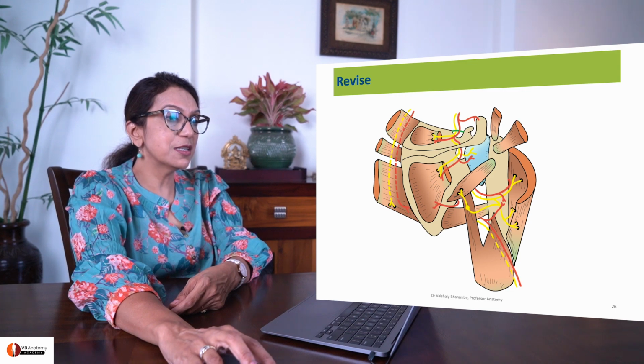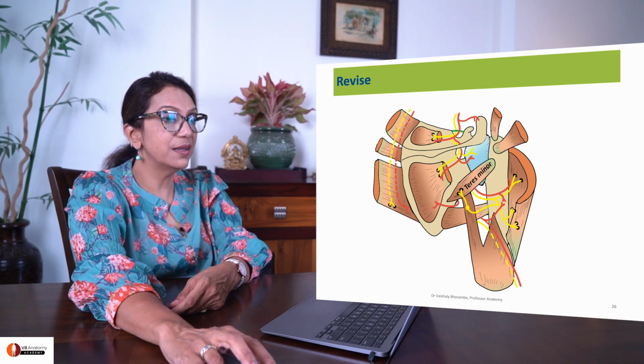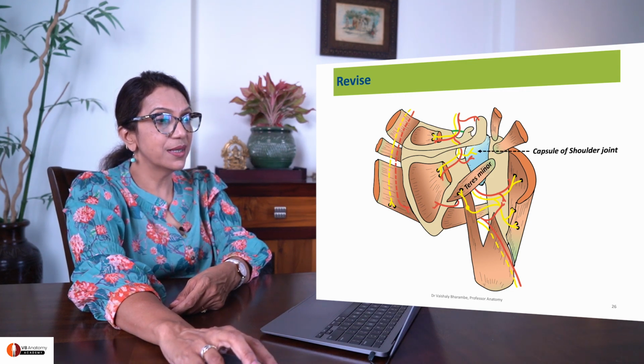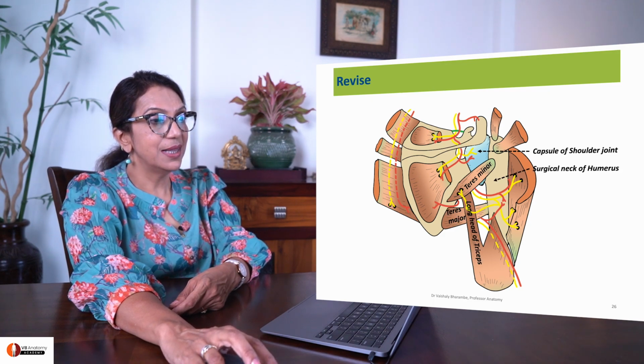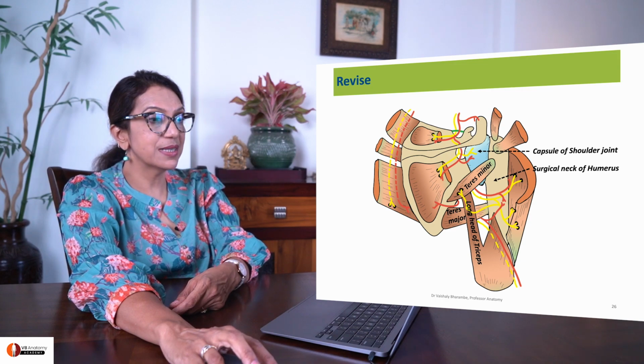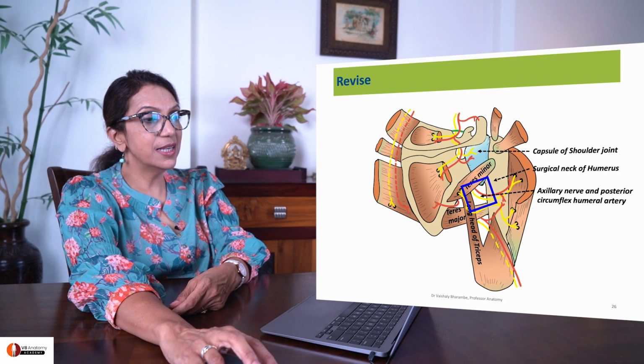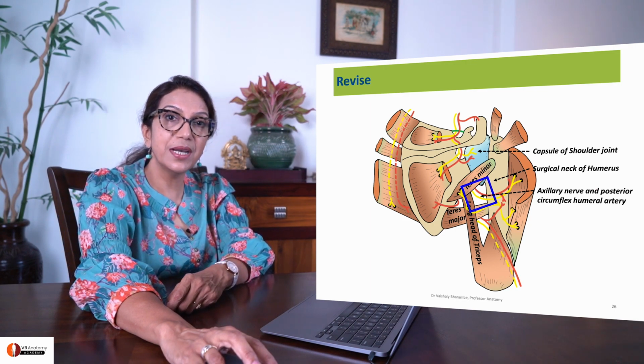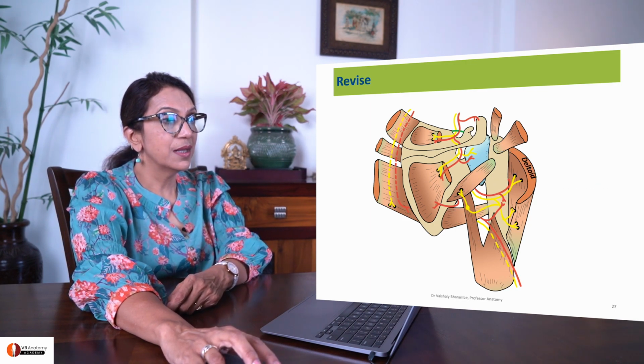Quadrangular space is a space bound above by teres minor and capsule of the shoulder joint, below by teres major, medially by long head of triceps, laterally by surgical neck of humerus. This is the quadrangular space through which axillary nerve and posterior circumflex humeral artery pass.